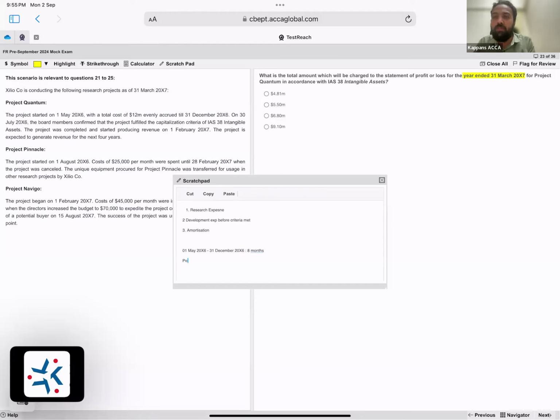So what will be the expense of 1 month, per month, how much will be the expense? That is 12 million divided by 8 months. Per month expense is equal to 1.5 million. Evenly accrued means you can time proportion that 8 months.